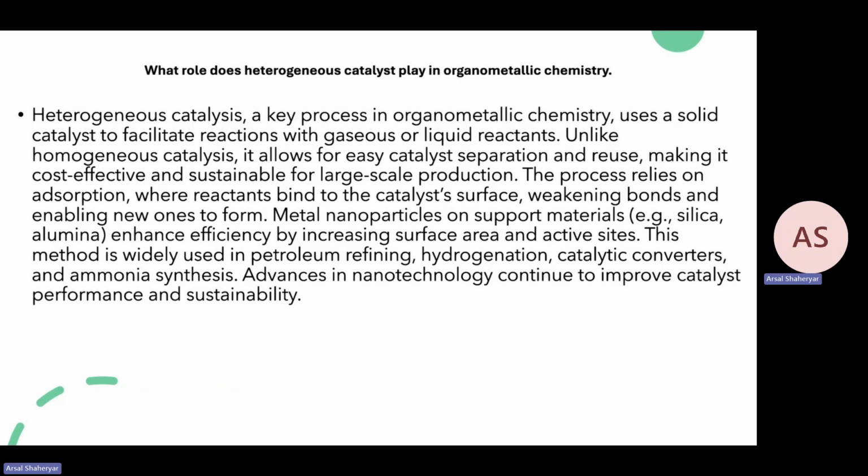Metal nanoparticles on support materials, for example silica and alumina, enhance efficiency by increasing surface area and active sites. This method is widely used in petroleum refining, hydrogenation, catalytic converters, and ammonia synthesis. Advances in nanotechnology continue to improve catalyst performance and sustainability.